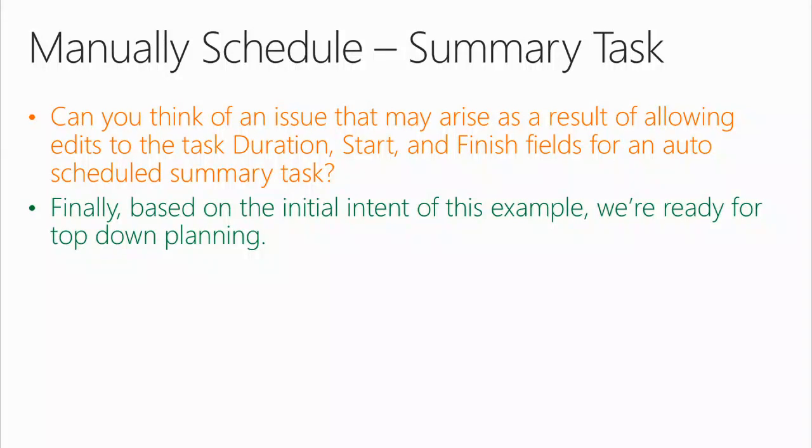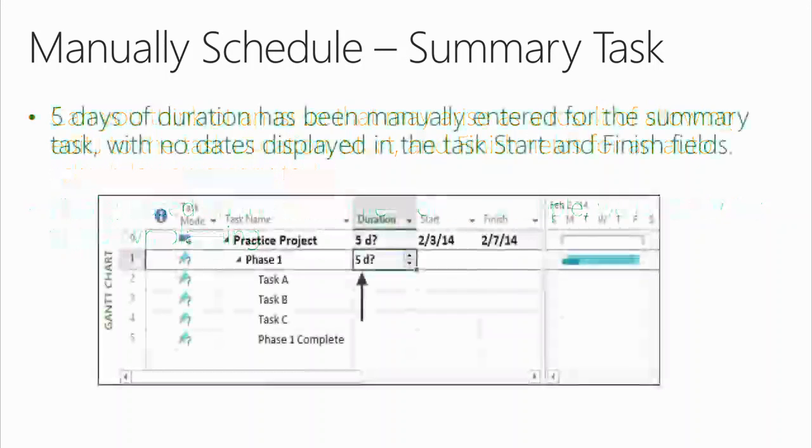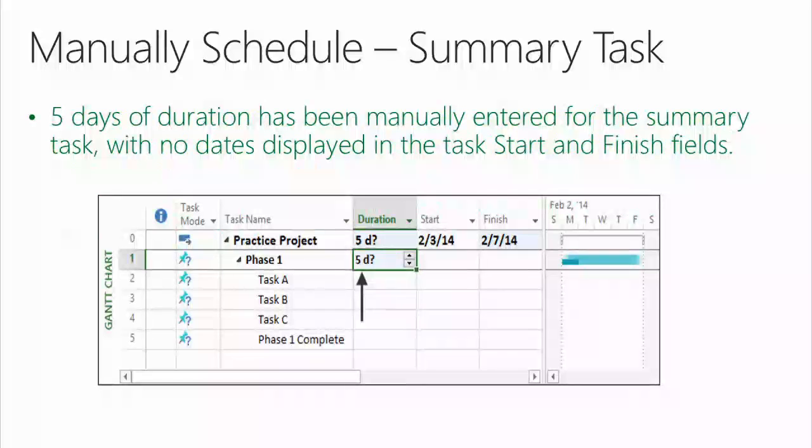Finally, based on the initial intent of this example, we're ready for some top-down planning. It took us a while to get here following this path, but now we're here. Okay? So, Terry. Let's say Terry entered 5 days of duration at the summary task level. And you'll notice that there are no dates displayed in the task start and finish fields. Very good. Top-down planning.